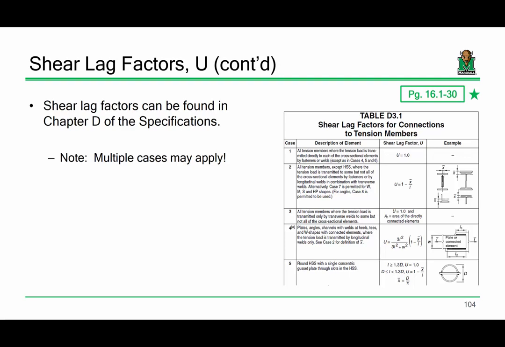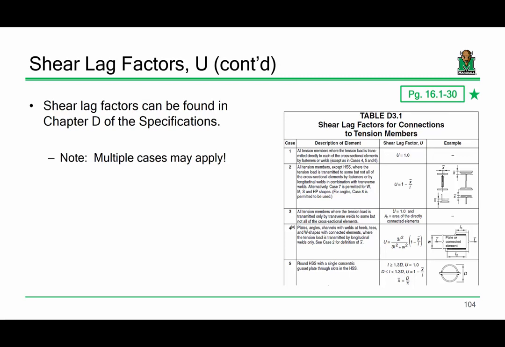Okay, so case 1 would be a scenario where all of the cross-sectional elements are connected. So if we're talking about a wide flange, that's every flange, all the web, every component is connected. And what the code is saying is that if you are transmitting the load directly to all of the cross-sectional elements, we don't really need to worry about shear lag from a design standpoint, and so we can take U to equal 1. Okay? Now, let's read case number 2.